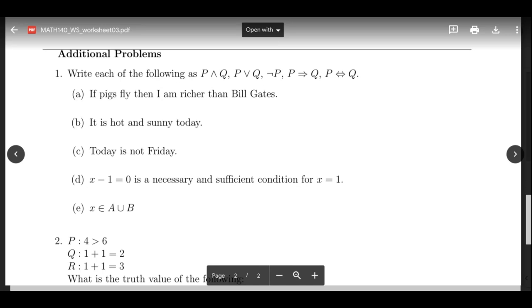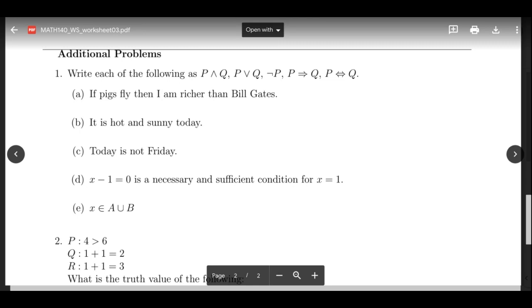Xiaomi, so which one is the 1C? Not P. So P is today is Friday. So not P is today is not Friday. And P is today is Friday. All right.